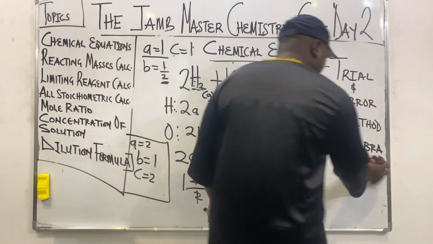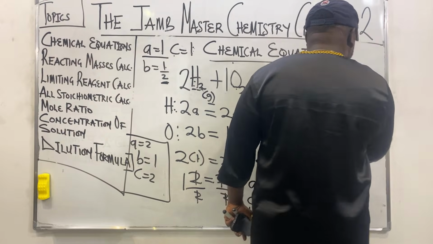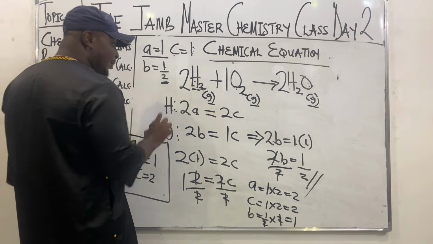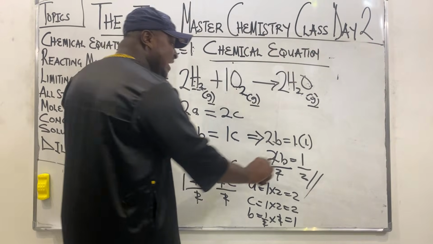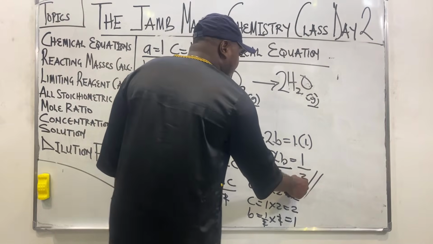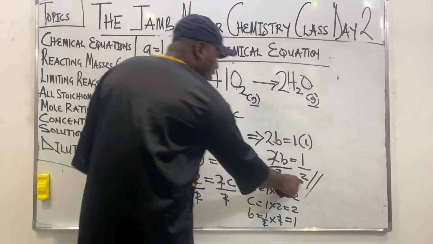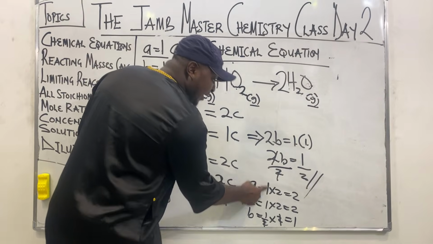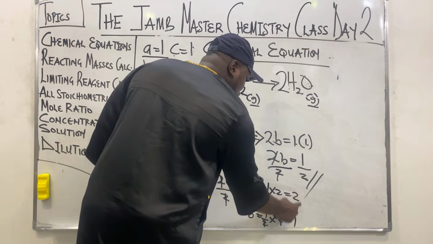So let's go, class. Let us take another example. No need to come back with this. The only thing I will come back with is anytime you get a fraction, take note of the denominator of the fraction and multiply all through by the denominator of the fraction. The denominator here is 2. That's why we multiply all our answers here by 2. And we have 2, 2, 1.